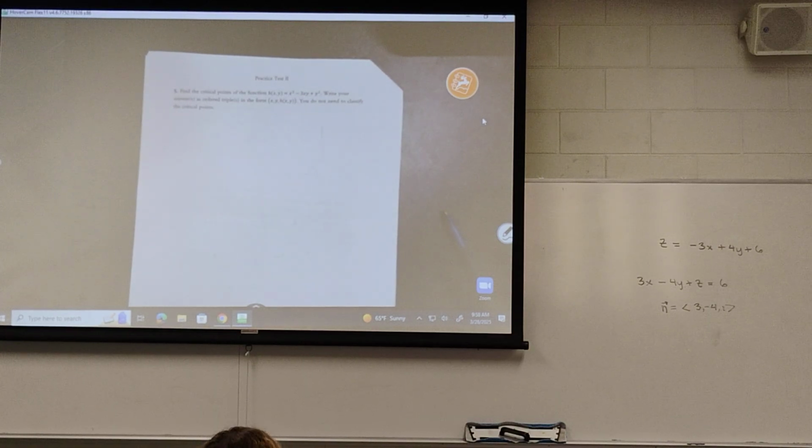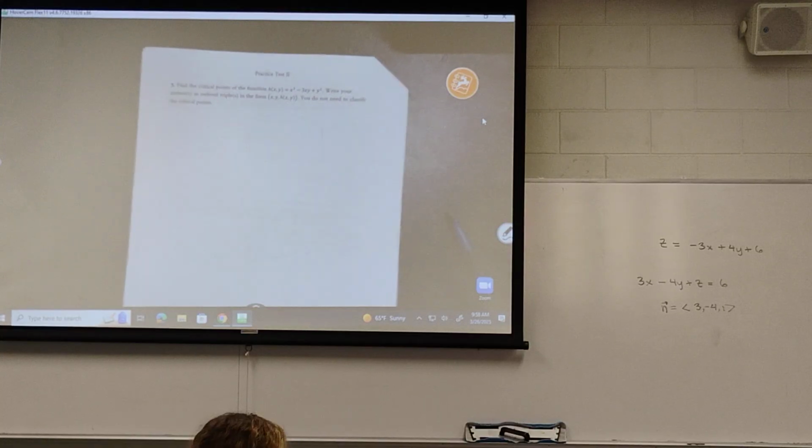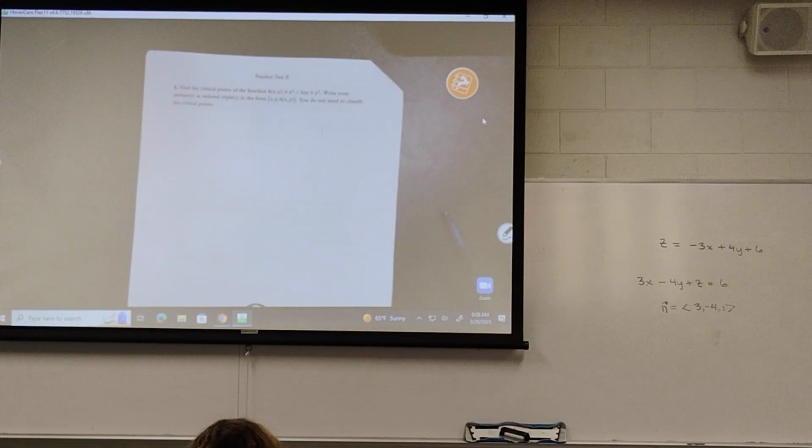Find the critical points of the function. Write your answers as ordered triples. You do not need to classify the critical points. I will figure out what's happening.